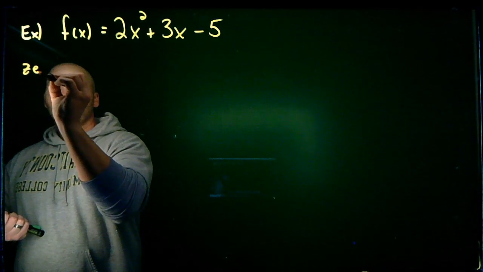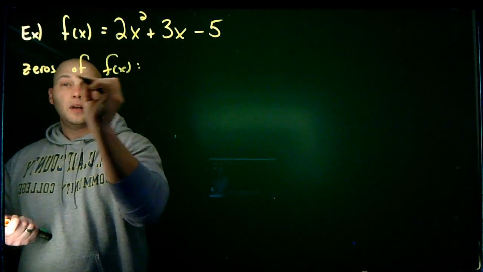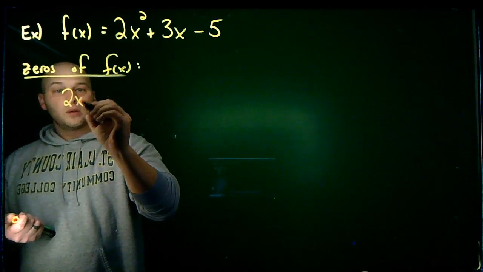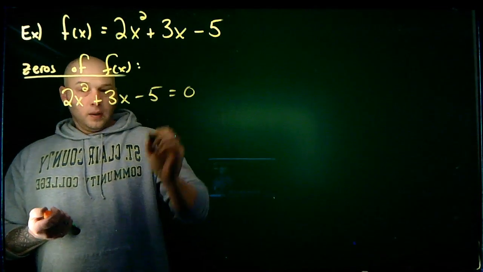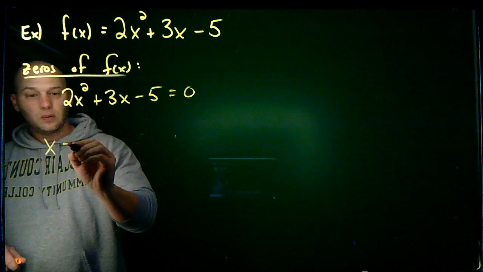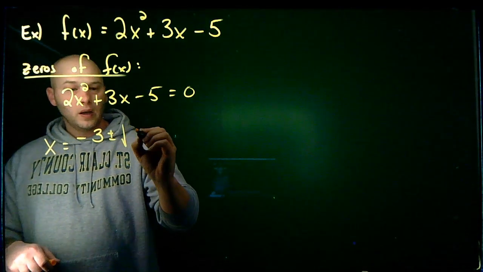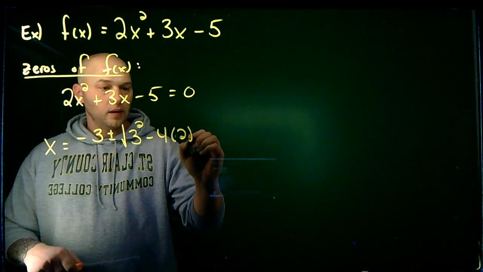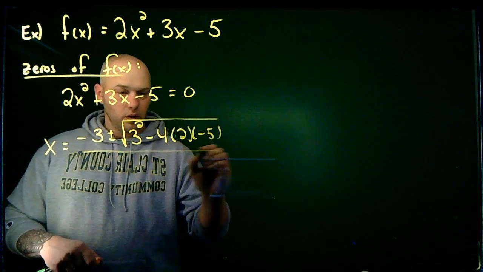So the zeros of f of x. All right, that means I'm going to set the function expression equal to 0. And let's use the quadratic formula again. x is equal to negative b, so negative 3 plus or minus the square root of b squared minus 4 times a times c, all over 2a.